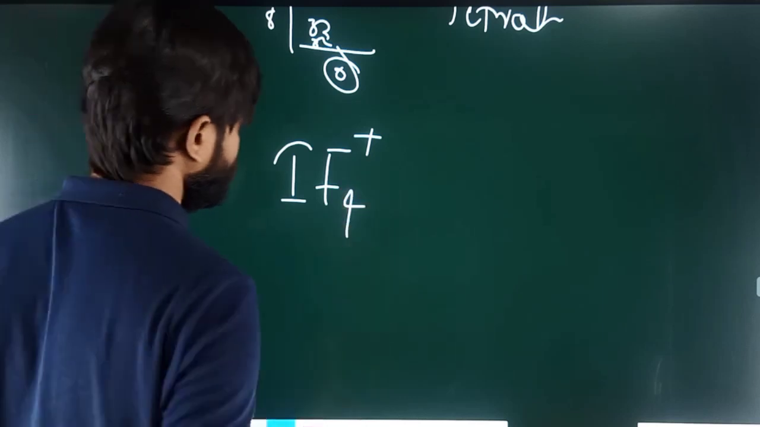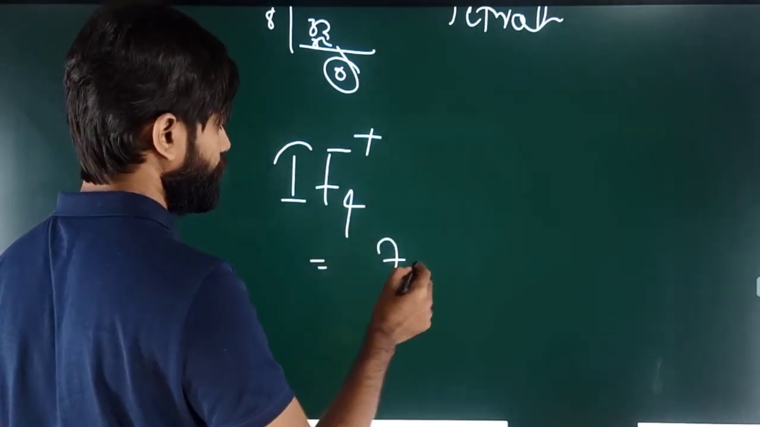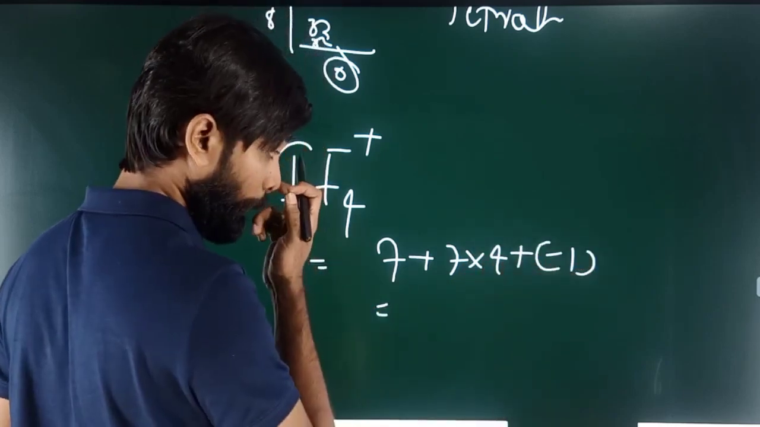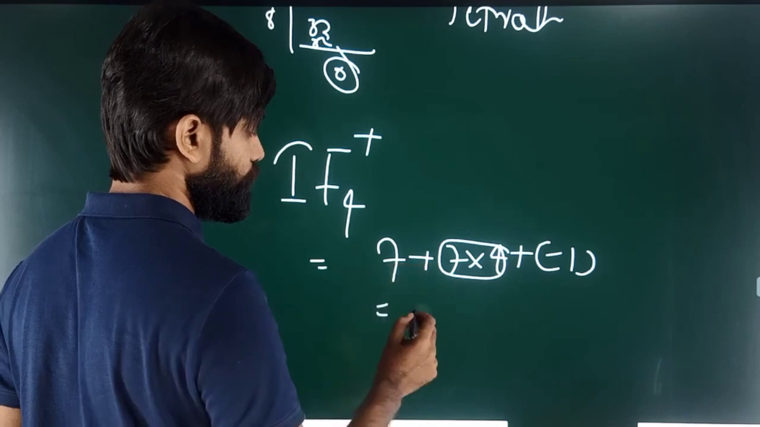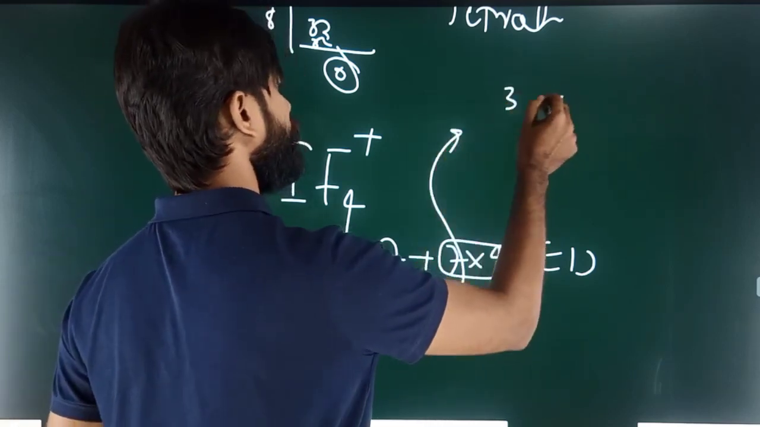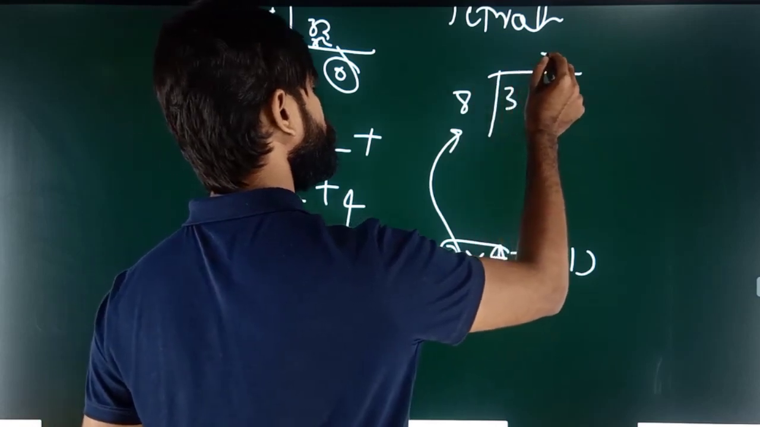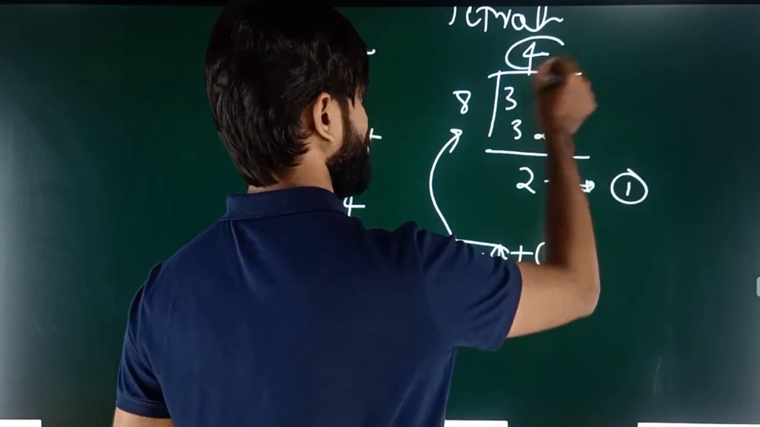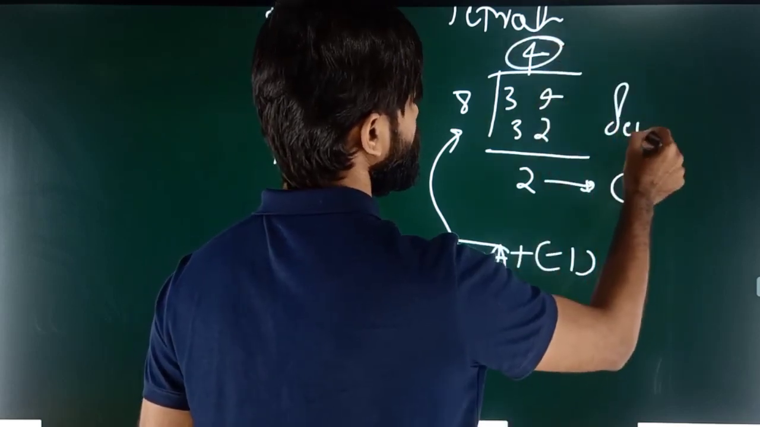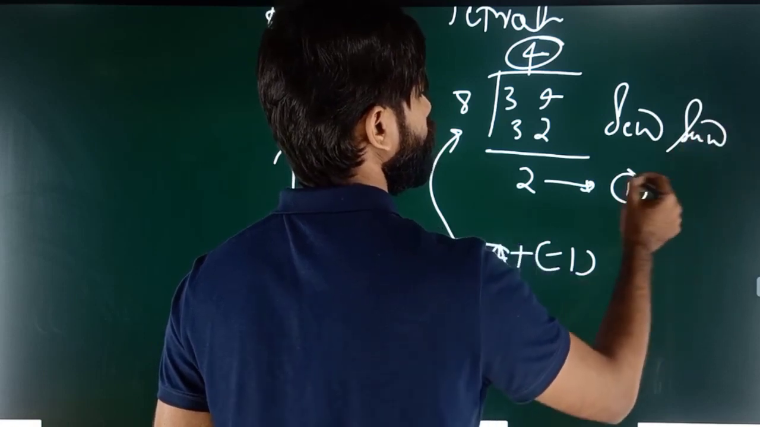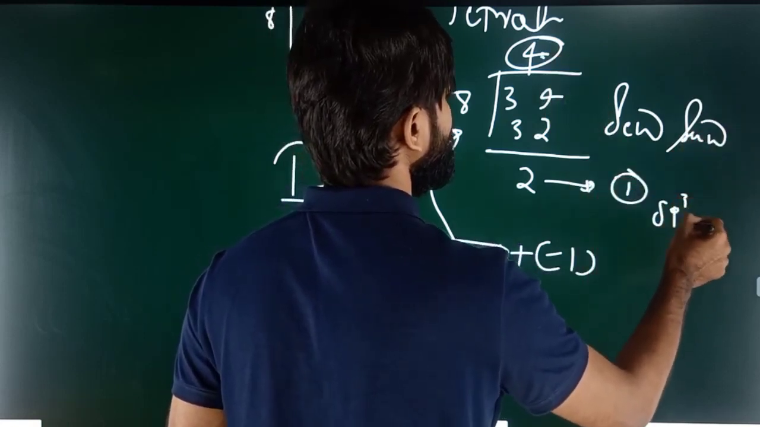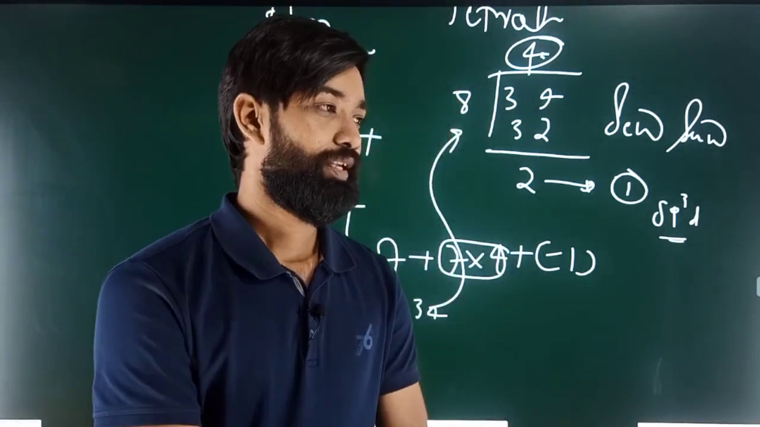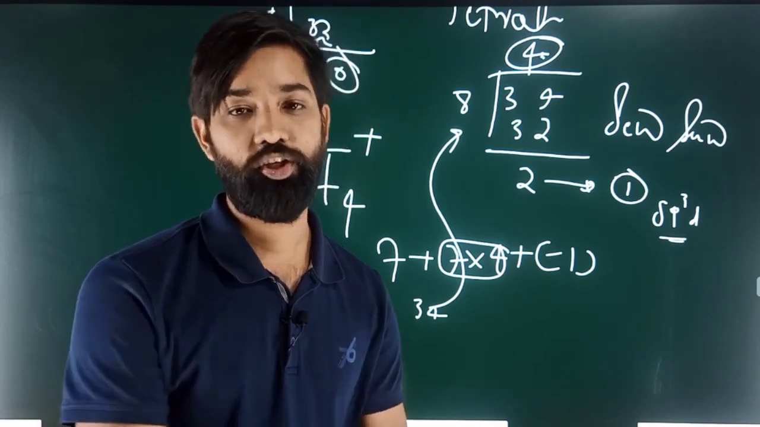IF4 plus. Iodine 7 plus fluorine 7 into 4, plus 1 means electron dropped. 7 into 4 is 28 plus 6 is 34. 34 divided by 8, 4, 32, remainder 2, divided by 2 gives 1. So 4 and 1, the shape is seesaw. Total 4 plus 1, sp3d hybridization. Okay, ready? Fine. So that's all about the geometry shape of molecules.